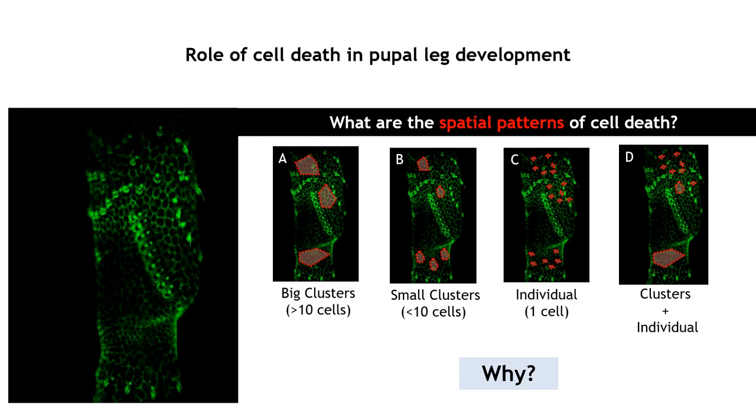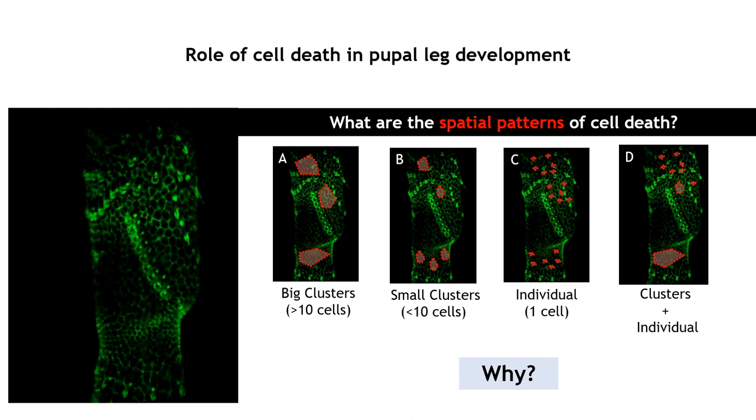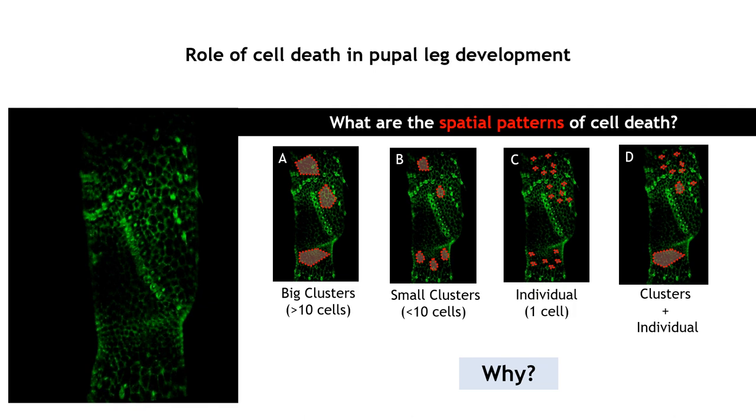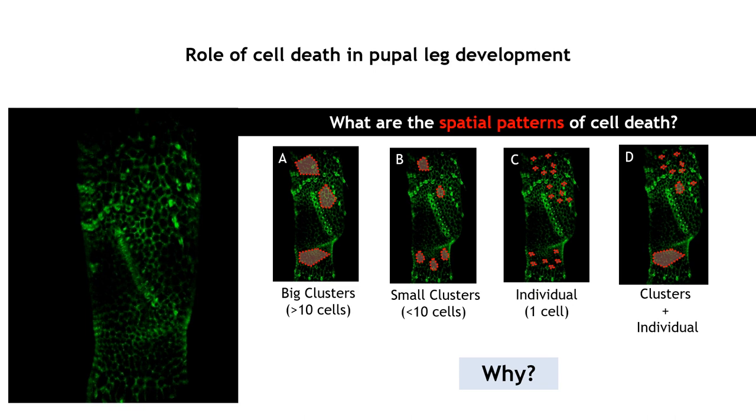If you're in class, I might ask you, why do you think that they die in clusters? Why don't they die individually? Why don't they die in individual sections?